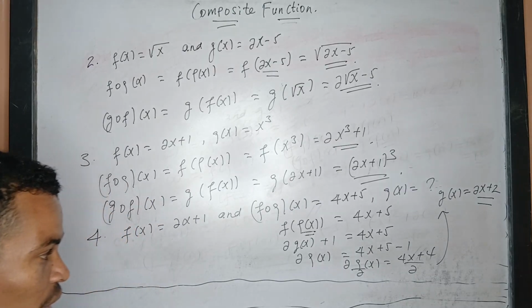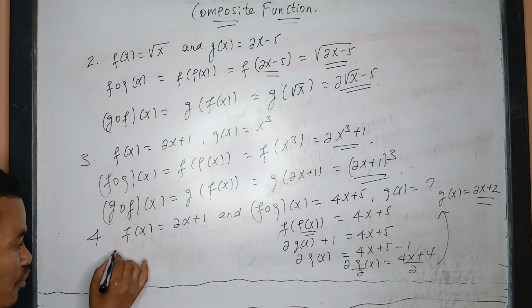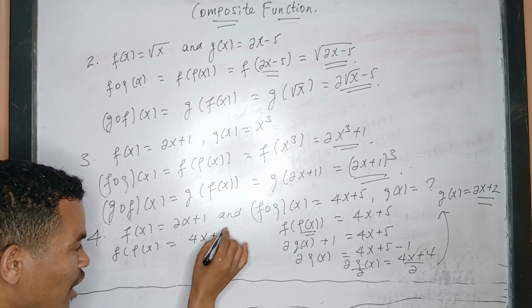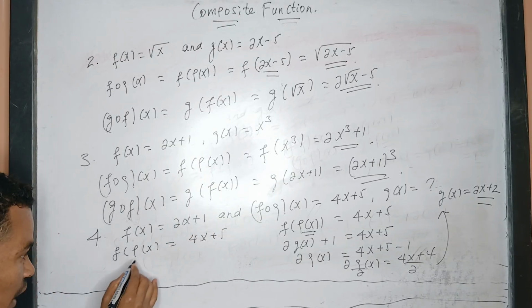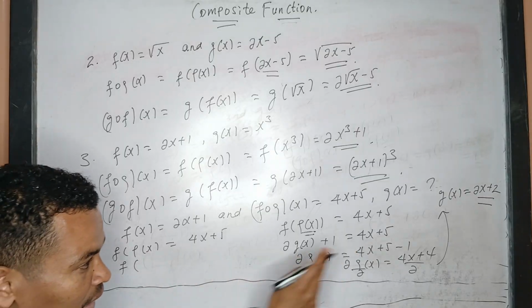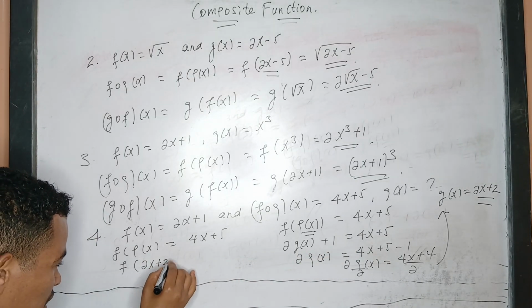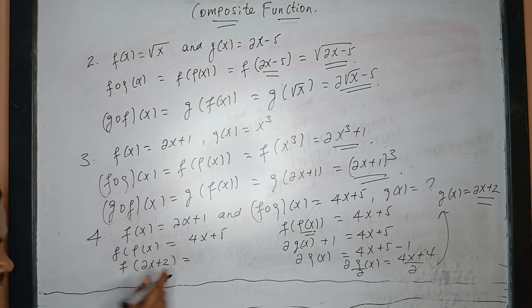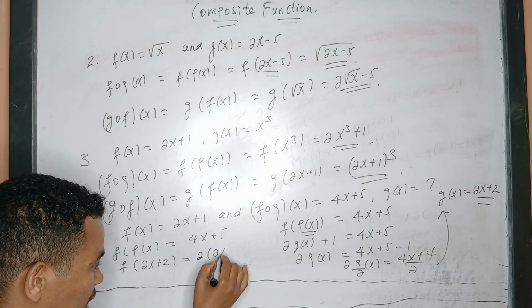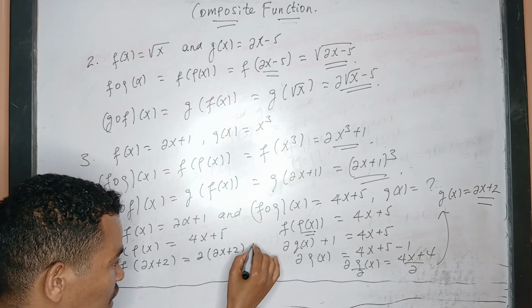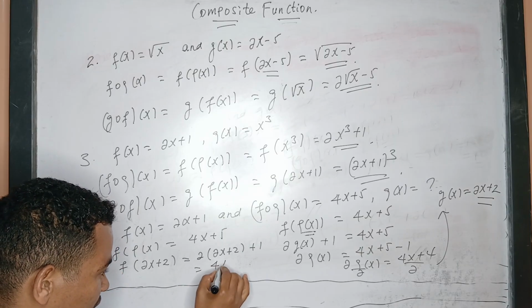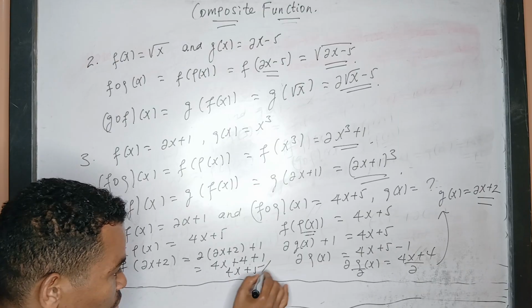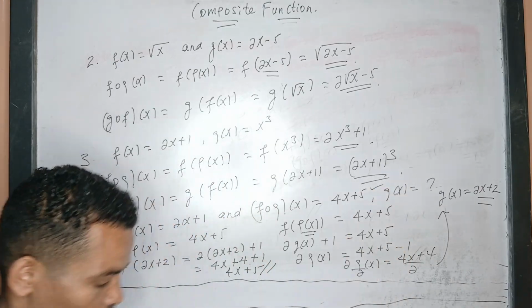g of x is equal to 2x plus 2. You can check. That means what should f of g of x be? 4x plus 5. f of x is 2x plus 1. That is, f of g of x, what do we get? 2x plus 2. In place of x we substitute 2x plus 2. 2 into 2x plus 2 plus 1. This is equal to 4x plus 4 plus 1, that is 4x plus 5. It is correct.